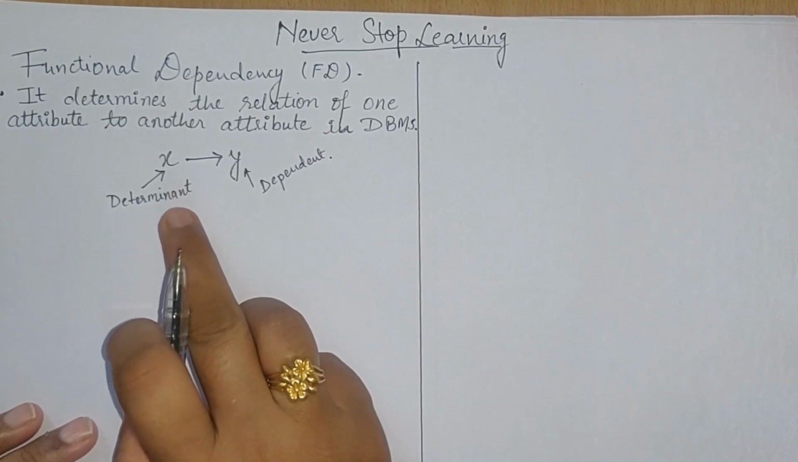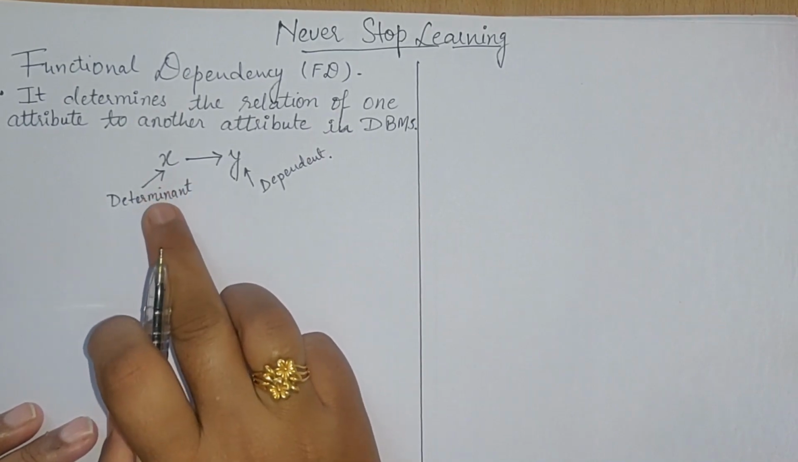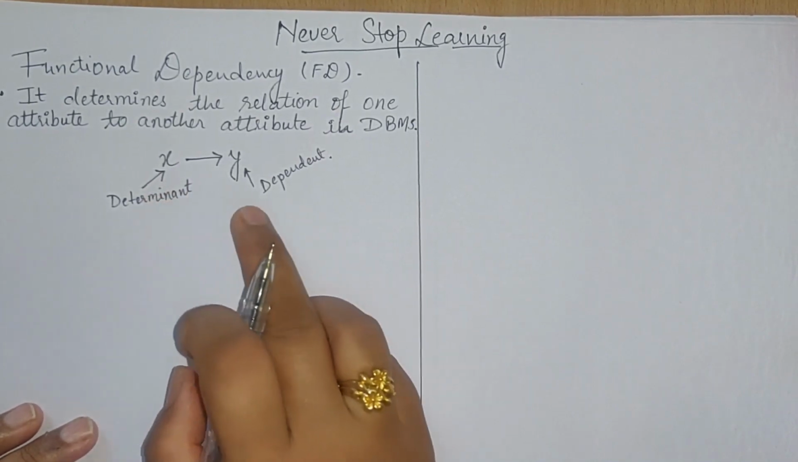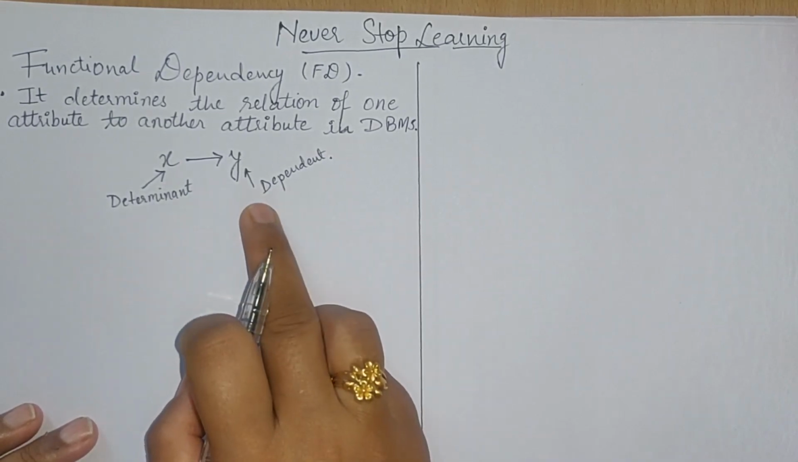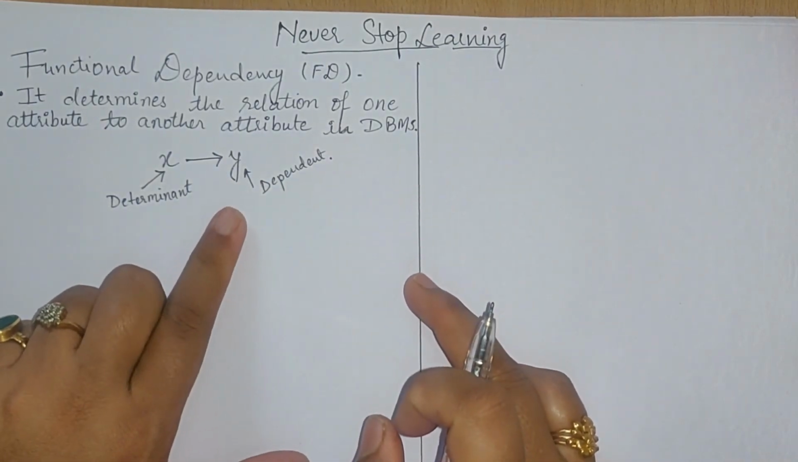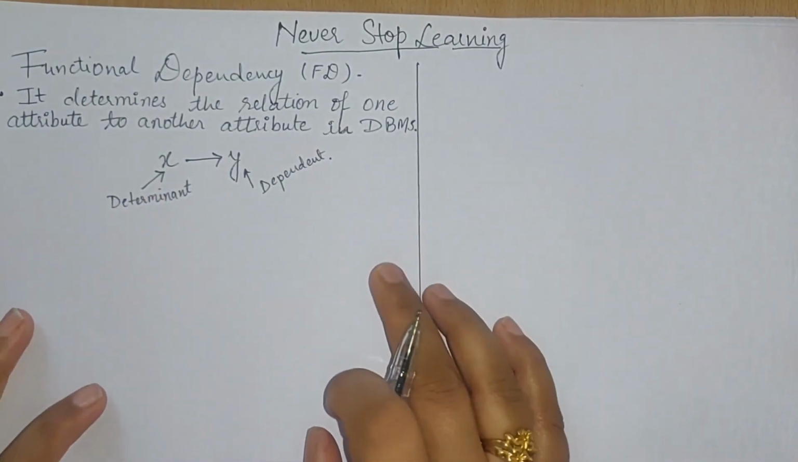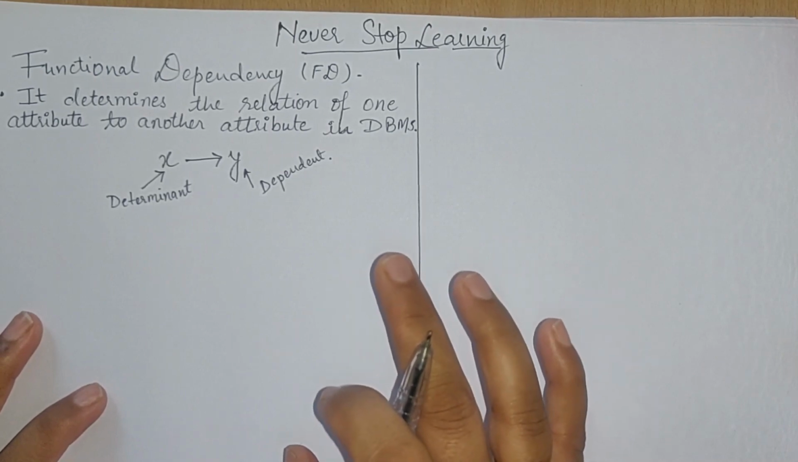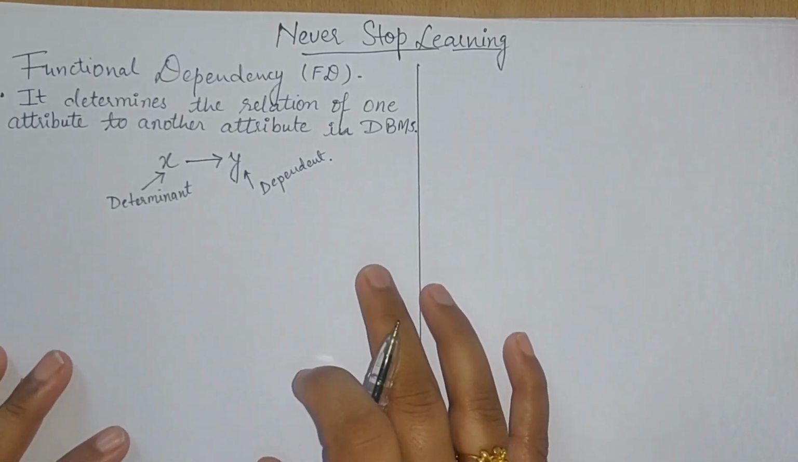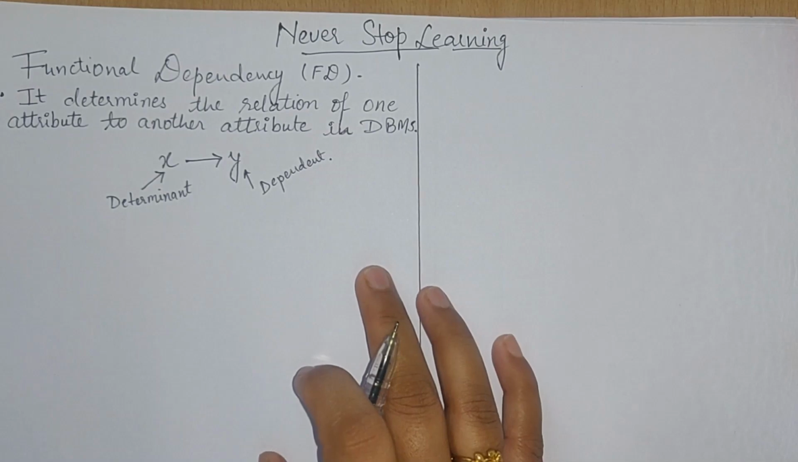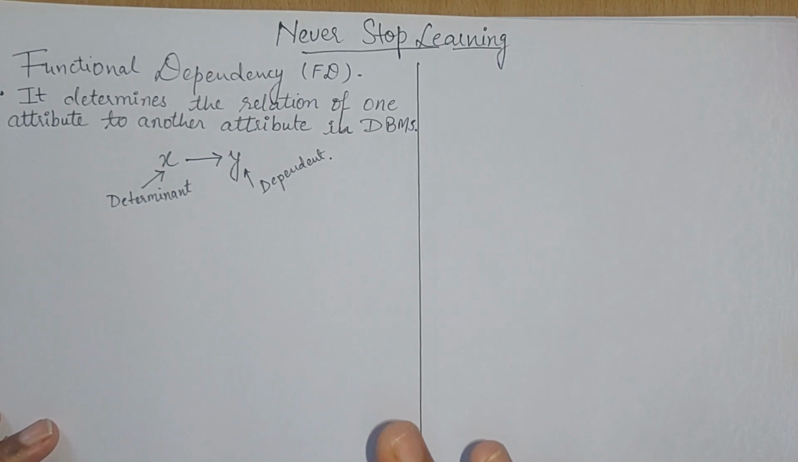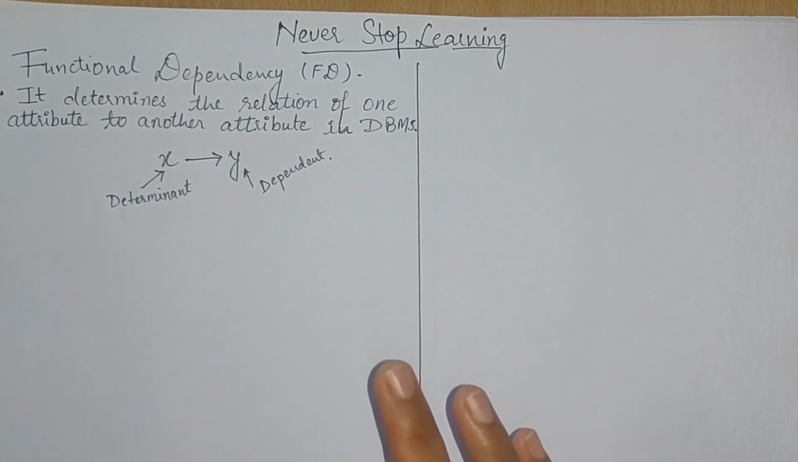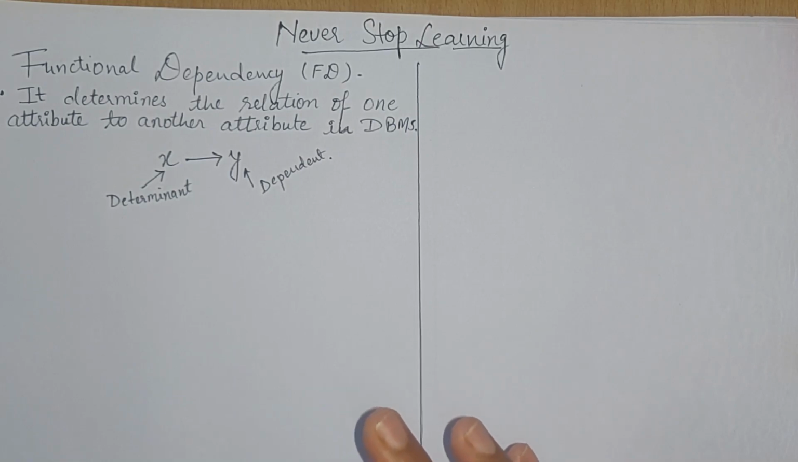Fine. So what we are saying? We are saying there is a functional dependency of x on y, or we can say x determines y, or y is dependent on x. All these three cases are one and the same thing. Functional dependency plays a very important role to judge whether the database we have is a good database or a bad database.